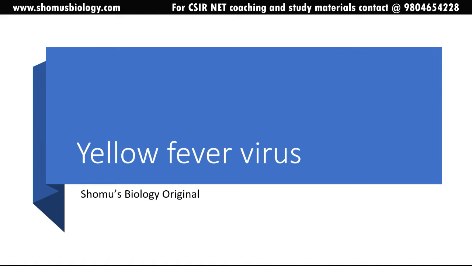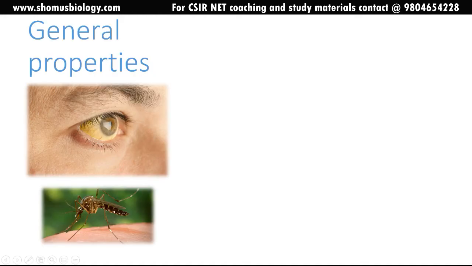Whenever you hear the names yellow fever virus or West Nile virus, you should always keep two things in mind: these are RNA viruses, and they are transmitted by mosquitoes. As a general property, yellow fever virus can cause yellowing of different parts of the body, a jaundice situation, and it's related to mosquitoes.